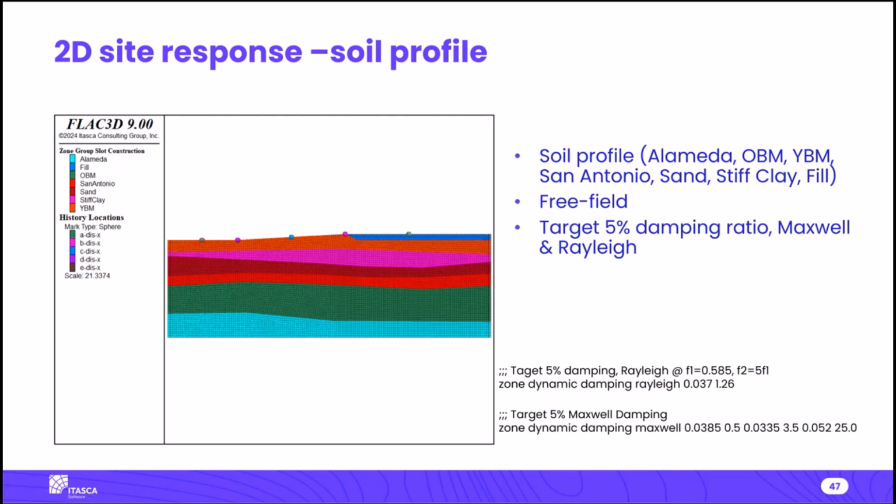So the next example is a 2D site response. Here is a soil profile. We have Alameda, old Bay Mud, and young Bay Mud, etc. We use free field for this 2D analysis, and we input a 5% target damping ratio for both Maxwell damping and Rayleigh damping. The input command is very simple, just one line, as I present here.